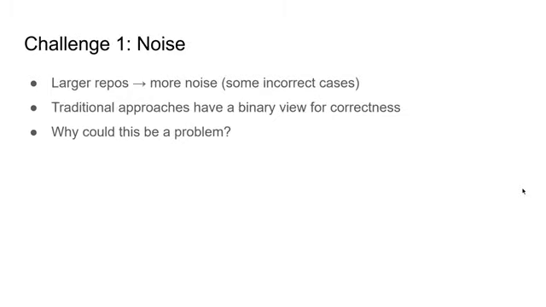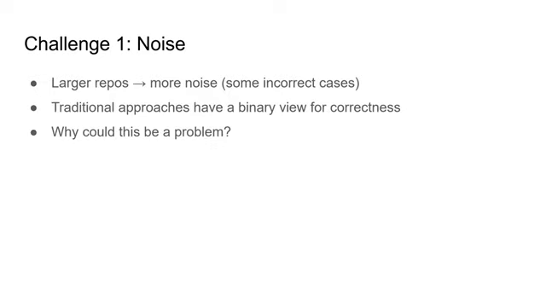The first challenge is noise. As you have larger repos, a larger code base, there's more noise that can be introduced. In this case, some incorrect cases of code being implemented. Another thing which compounds this is that traditional approaches have a binary view of what's right and what's wrong for code, i.e., this example is right, which implies that other examples are wrong, not that multiple things can be right.